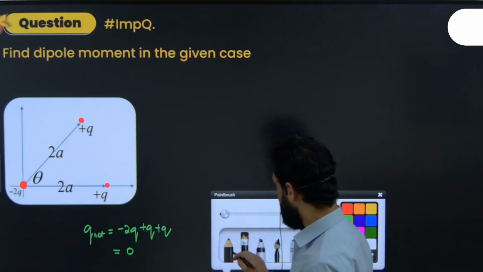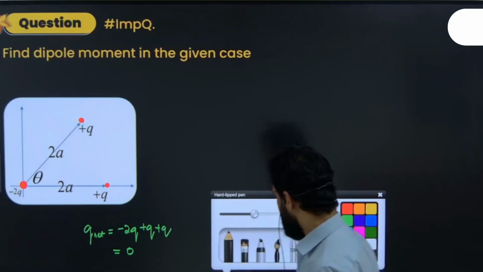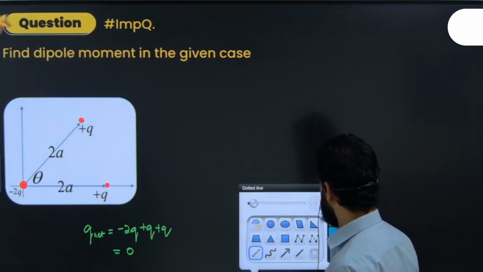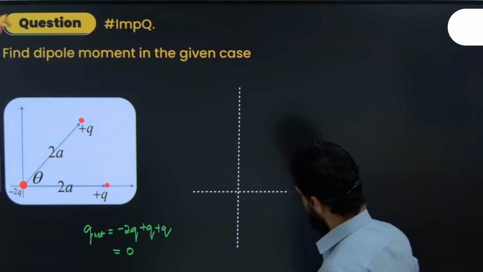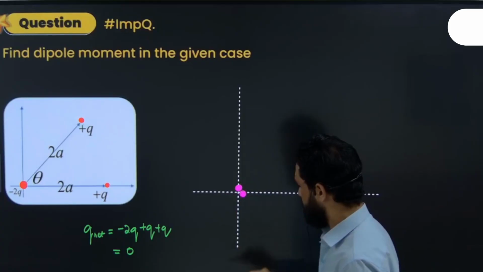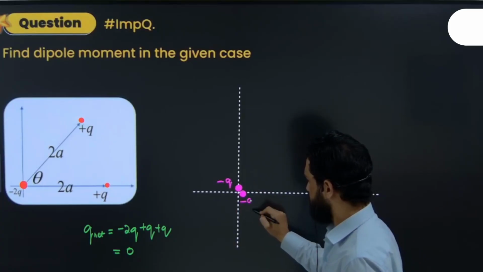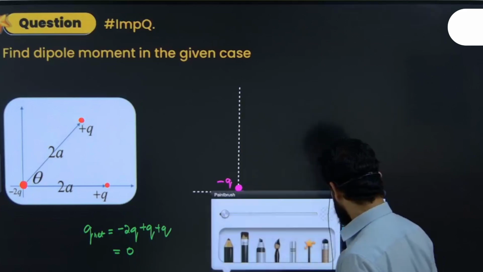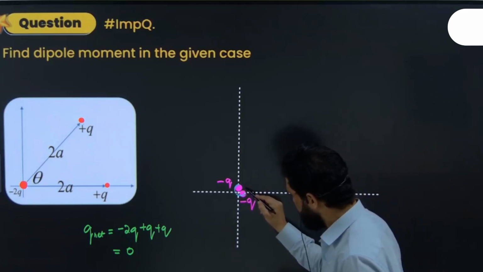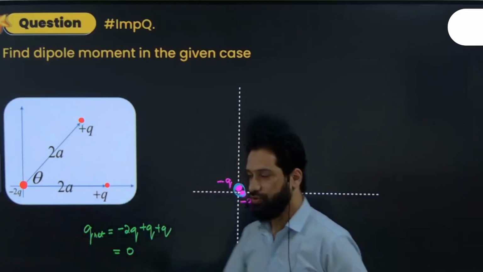So how can we do it? We can imagine that this minus 2q, which is at the center, can be imagined like this. I am imagining it as minus q and minus q at the origin. So what is the net charge at this origin? You can see the net charge is still minus 2q. It is still unchanged, minus 2q, correct?